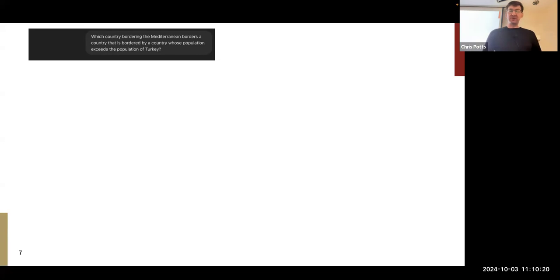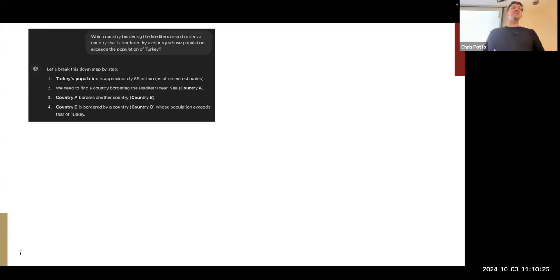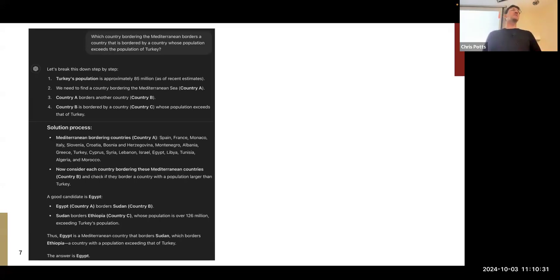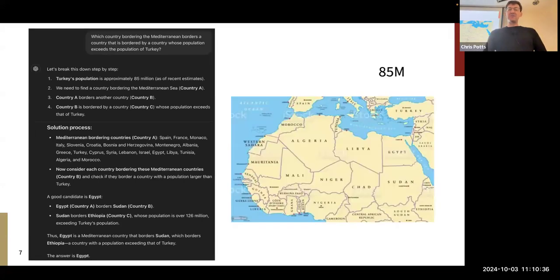But of course, we went through a long period in which models had no idea how to deal with this. GPT-4o, it breaks it down in exactly the way that I would do. It gives variables to the various country names, offers some reasoning, and comes up with the answer Egypt. This was hard for me, but I checked. So here's a map. There's Egypt. Turkey has 85 million speakers. There is Egypt bordering the Mediterranean, which borders Sudan, which borders Ethiopia, which according to Wikipedia has 110 million speakers. GPT-4o's estimate of the population is slightly off, but it doesn't matter. It arrived at a correct answer.